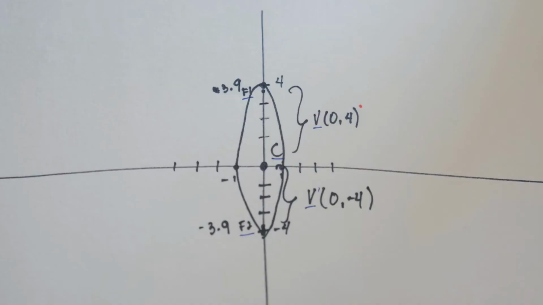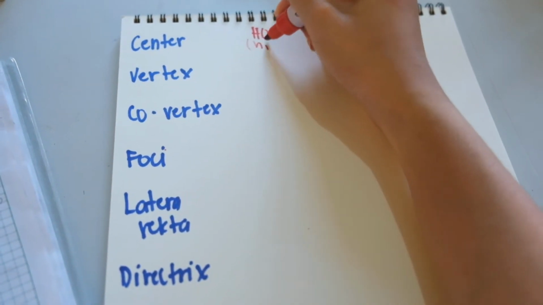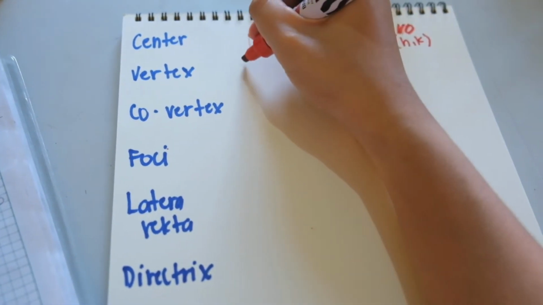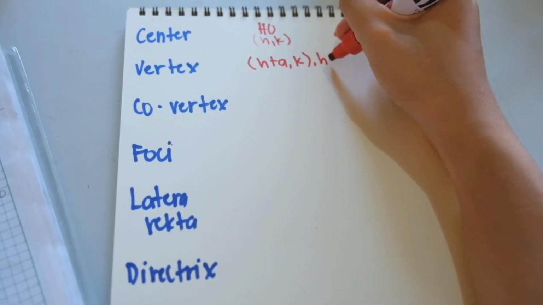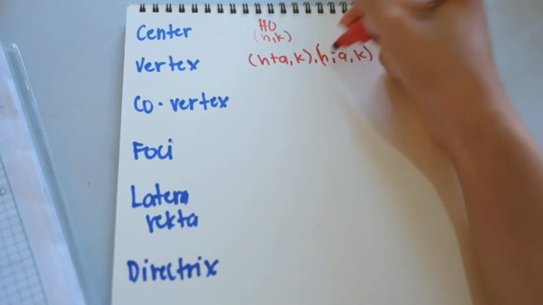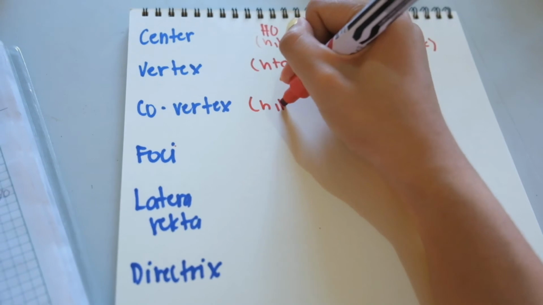This is what it looks like when we graph it. Here are the parts of the ellipse whose center is at (h, k). It is just the same as with center at 0, 0.